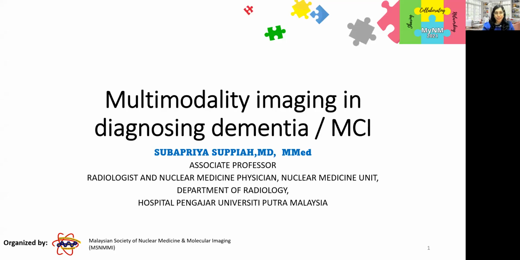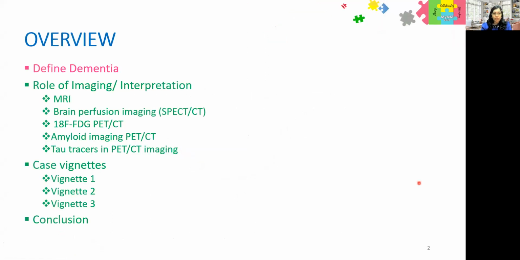Hello, good day everyone. Today I'll be talking on multimodality imaging in diagnosing dementia and MCI. As an overview, I will be covering the definition of dementia, the role of imaging and interpretation of dementia, which includes MRI, brain perfusion imaging, 18F FDG PET-CT, amyloid imaging PET-CT, tau tracers in PET-CT, and share with you some case vignettes.